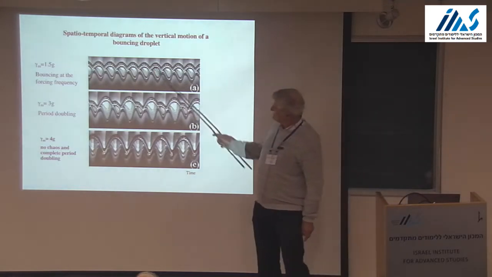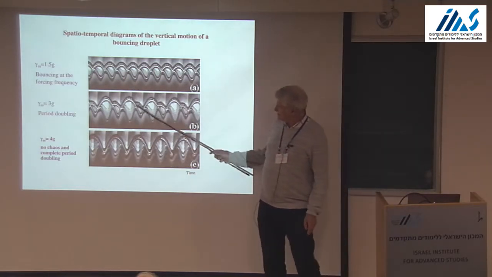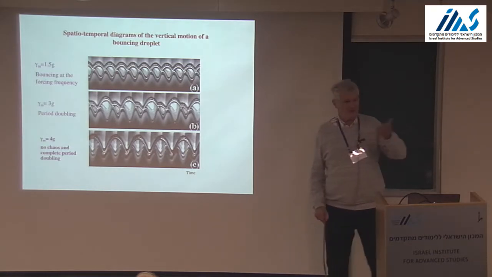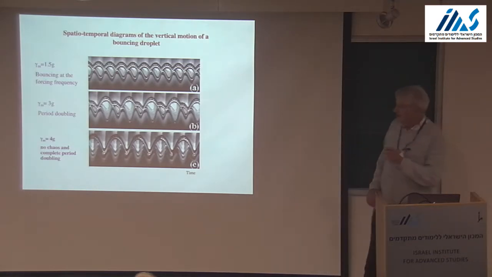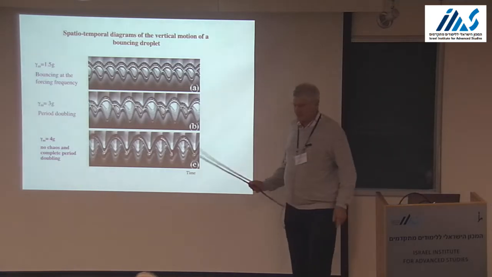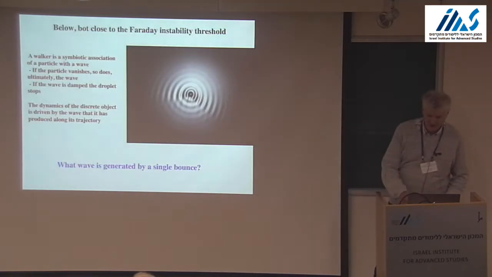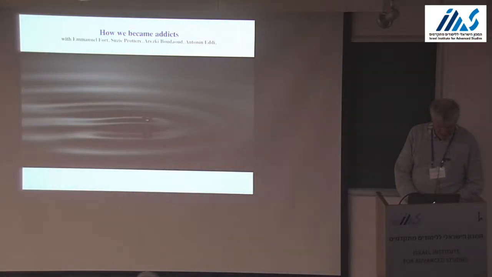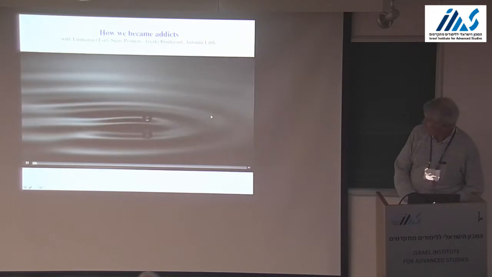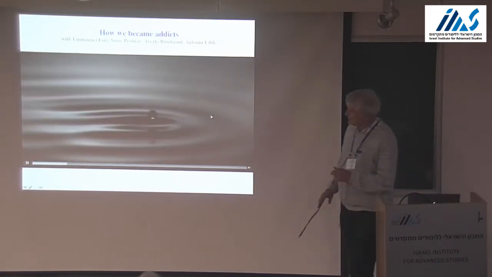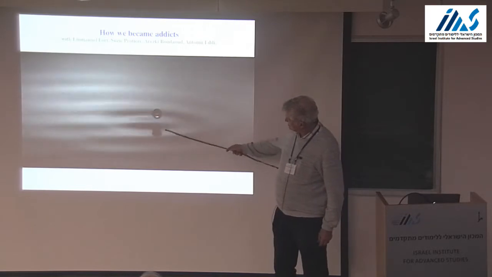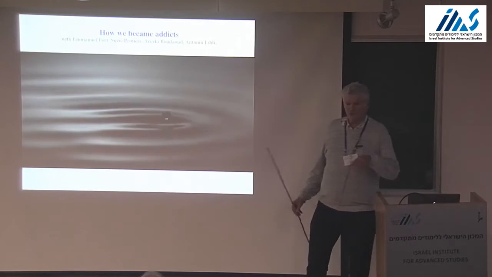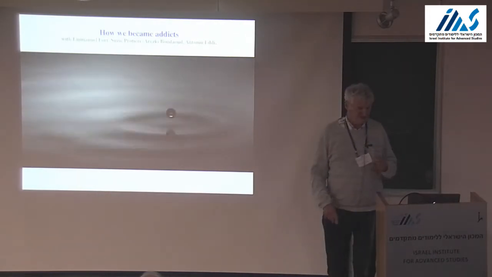Either the drop bounces at the forcing frequency, or the bouncing itself can undergo period doubling, at which time the drop bounces one period out of two. In this regime, the drop becomes propagative. Maybe this is a film I can show you. This is the walking regime, in slow motion, and you see the drop moving from left to right, because it bounces on the waves that it has created previously.